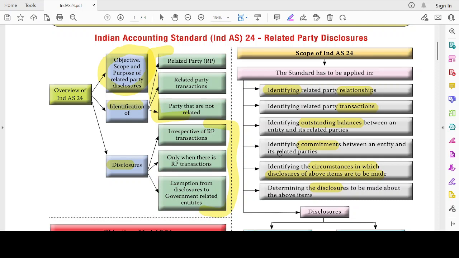Hi everyone, in this video let's understand Ind AS 24, related party disclosures. Let's first have an overview of Ind AS 24.